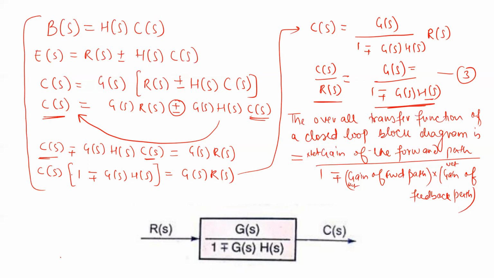Fine. So in this lecture, we have studied how to interchange a takeoff point and a summing point, how to interchange two summing points, and how to eliminate a summing point with a single block. This is all about today's lecture. Now we have covered all the rules related to block diagram reduction. In the next lecture, we will be doing some numericals on this particular concept.